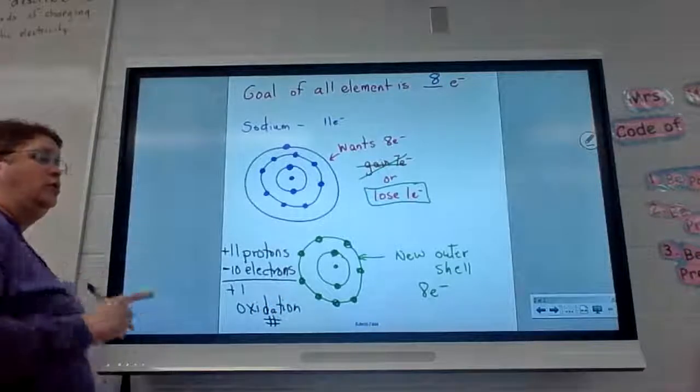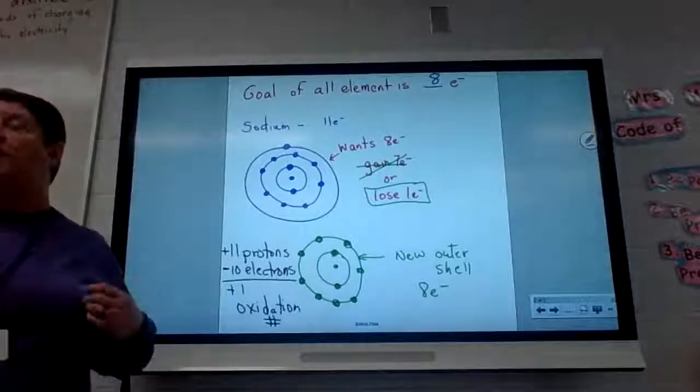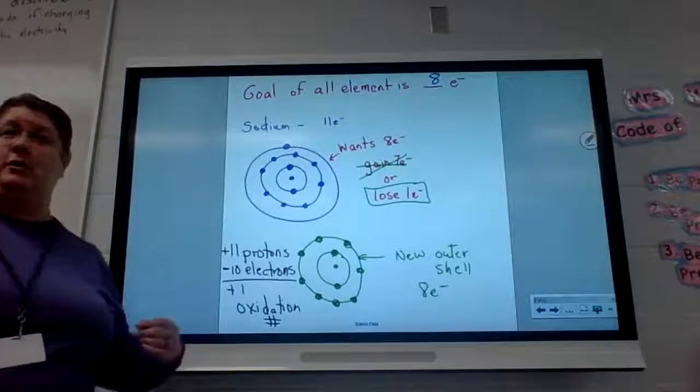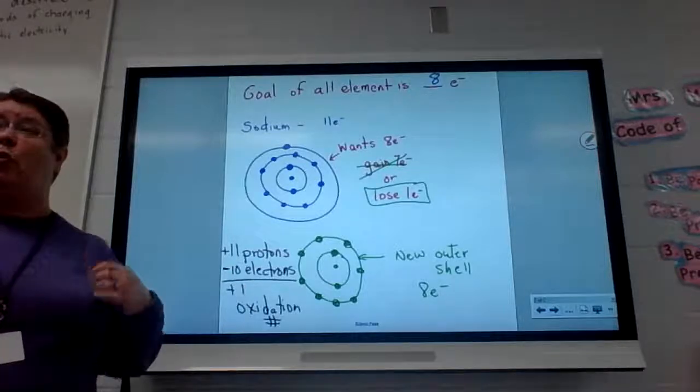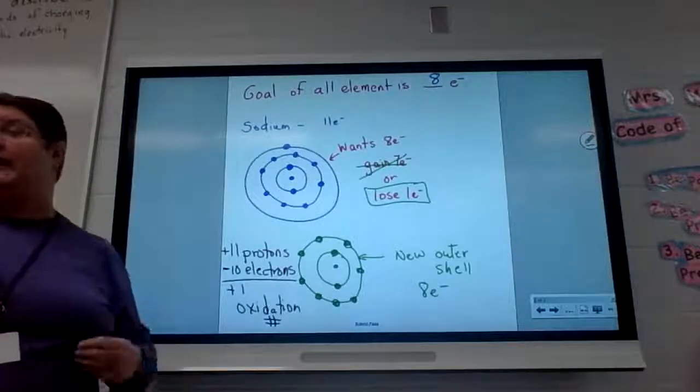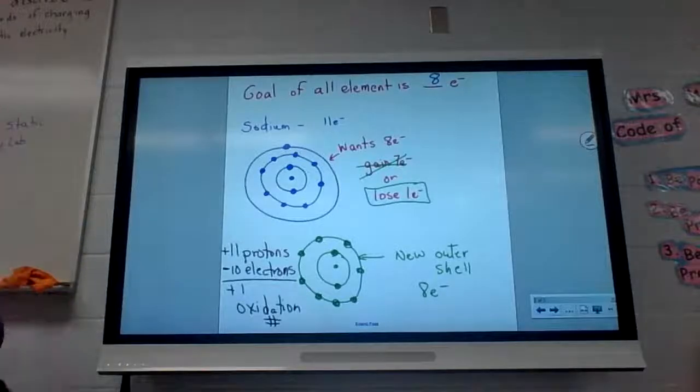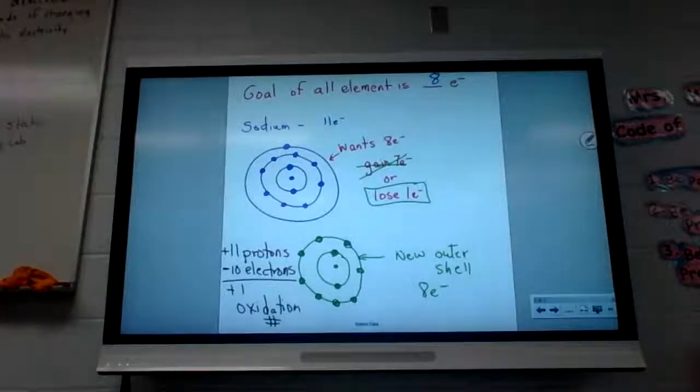So whenever you lose electrons, what do you have more of? Do you have more protons or more electrons? More protons, you wind up with what kind of oxidation number? Positive or negative? Positive. Does that make sense? Whenever you lose an electron, what do you have more of? More protons or more electrons? You have more protons. Protons are positive, which is why you have a positive oxidation number. Does that make sense? Okay. All right. Everybody with me on that?